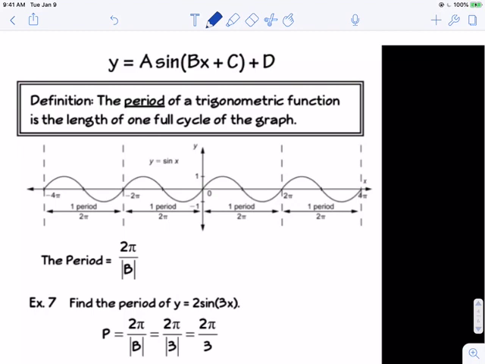Period of a trig function is the length of one full cycle. So the length is a number. The number represents the length of one full cycle. Well, a cycle is observable. Describe for me what a cycle is. If this is a cycle, this is a cycle, this is a cycle, this is a cycle. Describe for me in words what a cycle is.